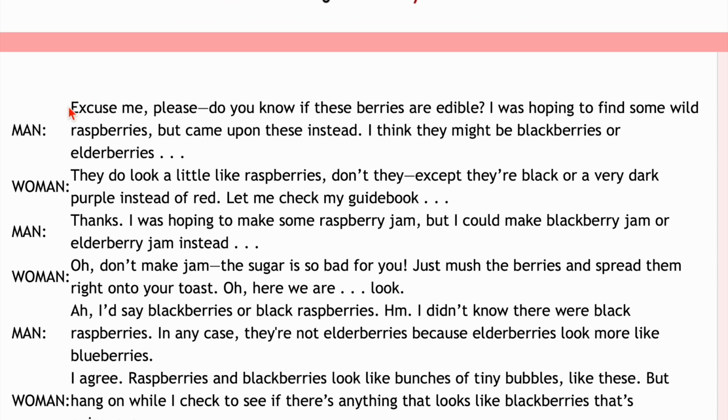Excuse me, please, do you know if these berries are edible? Edible means, can we eat them? Are we able to eat them? I was hoping to find some wild raspberries, but came upon these instead. I think they might be blackberries or elderberries.